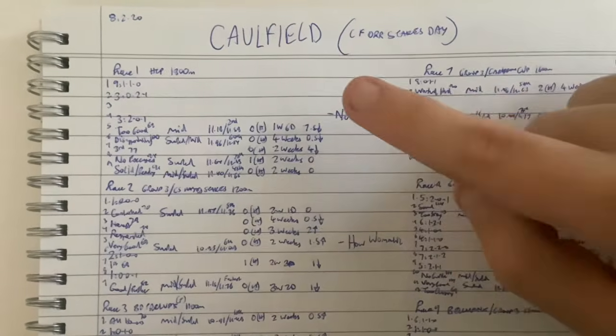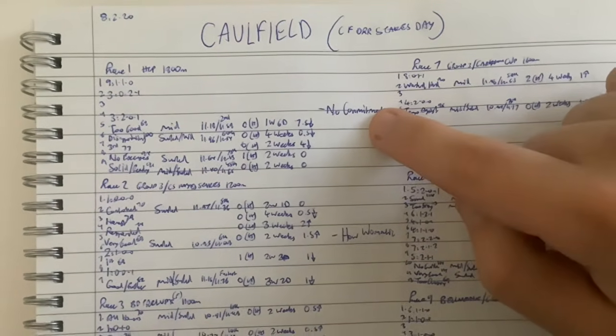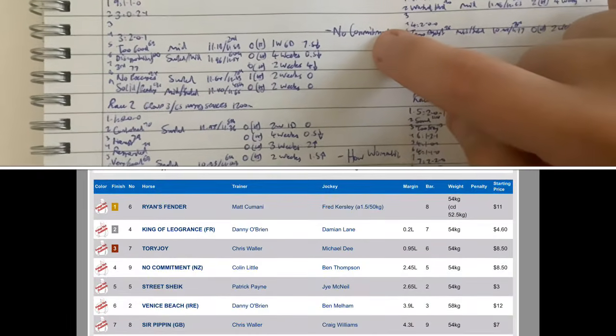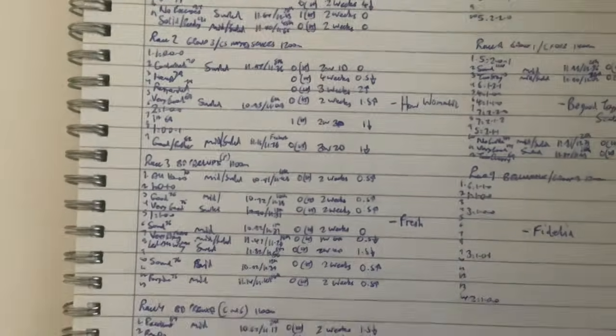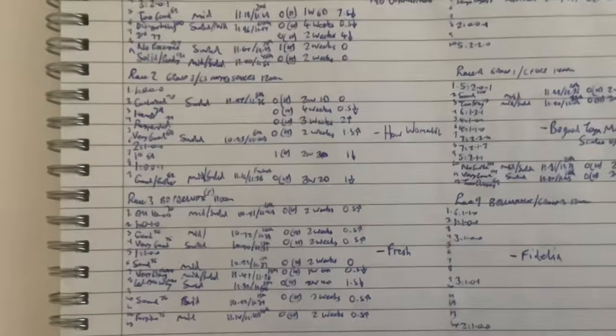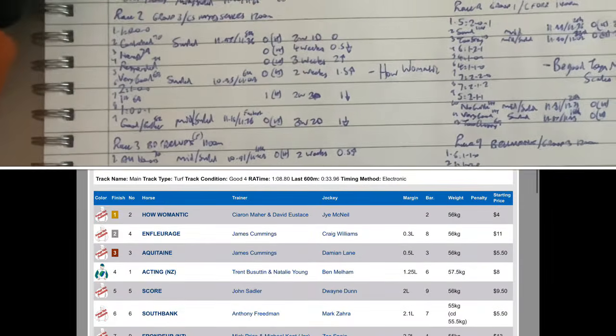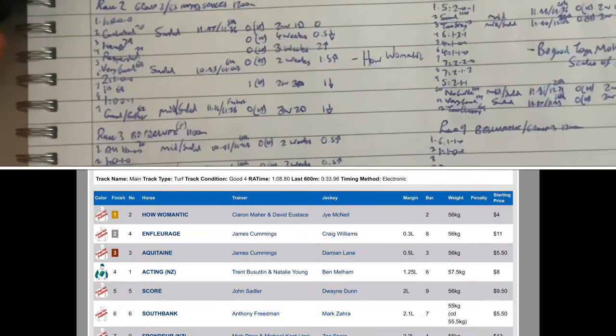So in this first race on CF4 day, I went for No Commitment. It runs 4th. The winner was horse number 6. And then in race 2, I ended up going with How Romantic, horse 2, and it ended up getting the job done, which is good, controlled the race.